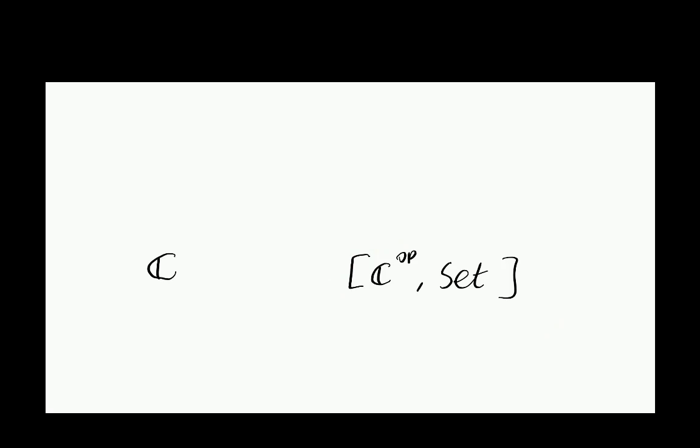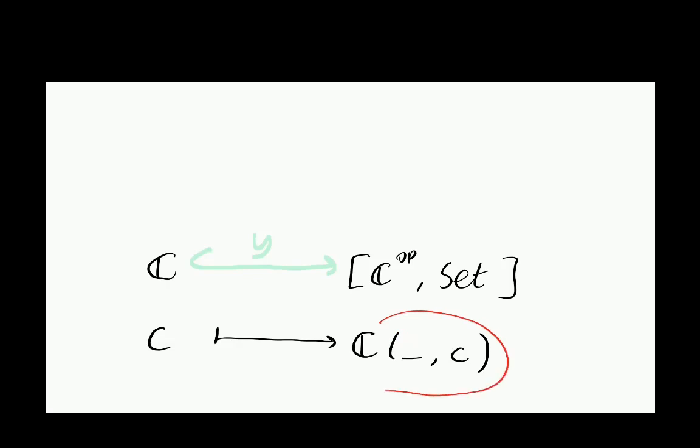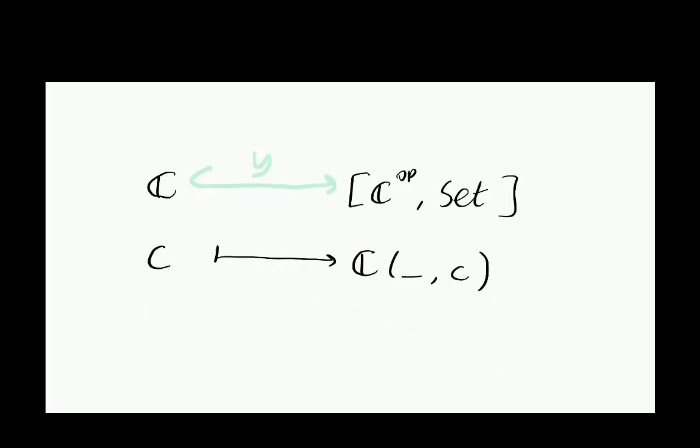Now, there's a bit more to this idea. Another piece of information which comes along when we make this free co-completion is this functor here, which is called the Yoneda embedding. And what this does is it takes an object C to this hom functor, C(-, C). So this is your contravariant hom functor. So when I write this thing here, this is a functor from C^op to Set.